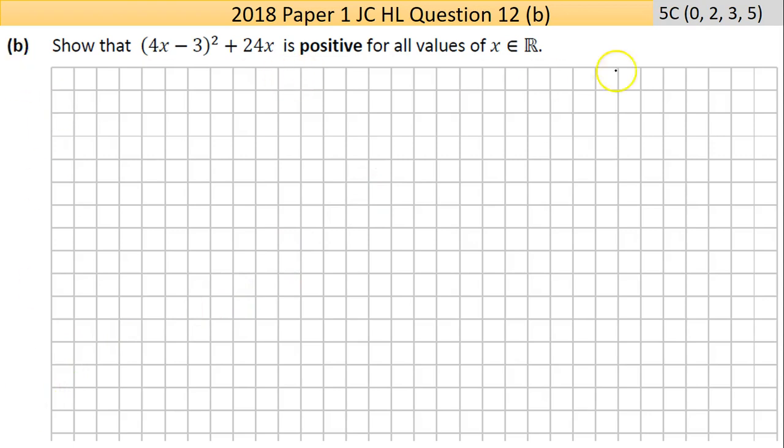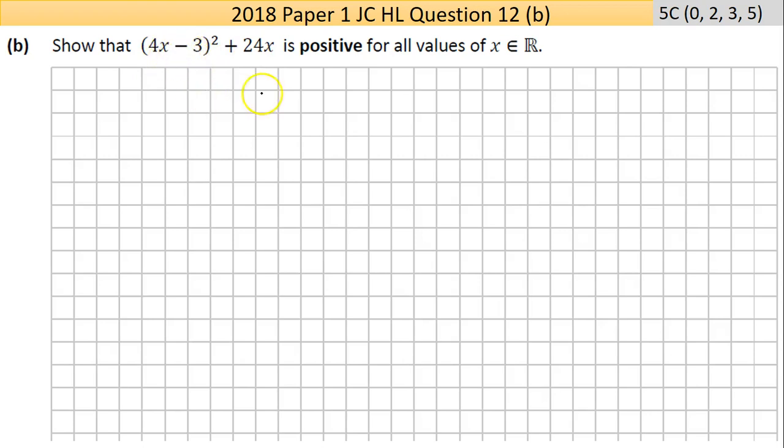So part B here is worth 5 marks, and the question states show that this expression, (4x minus 3) squared plus 24x, is positive for all values of x. x being an element of the real numbers means it could be positive or negative. It could be 1.5, it could be 2, it could be 100, it could be a million, it could be 0.00001. Basically every number.